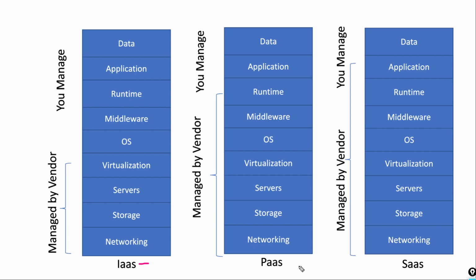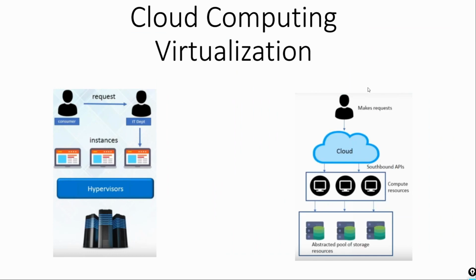But in PaaS, like Ubuntu, all of them, I mean networking, storage, and up to runtime, are on Ubuntu. And what you're doing is you run an application on Ubuntu, and you have your data on that, so you're going to manage that part. And finally, on Google Drive, you just have your data on that. So this is another way of looking at the concept of cloud computing and virtualization.